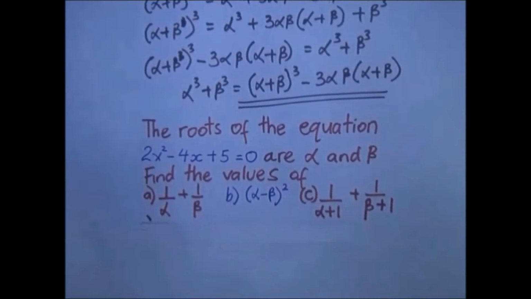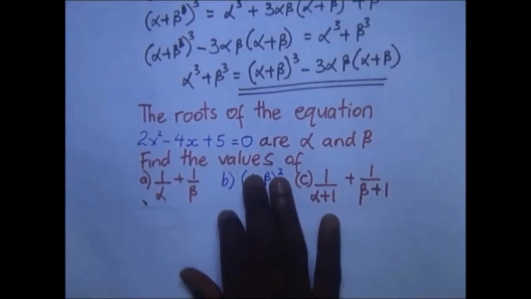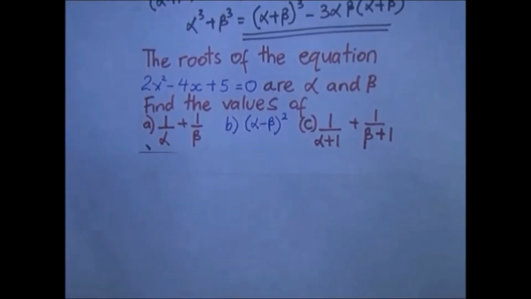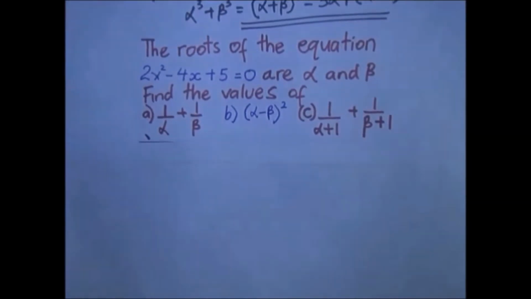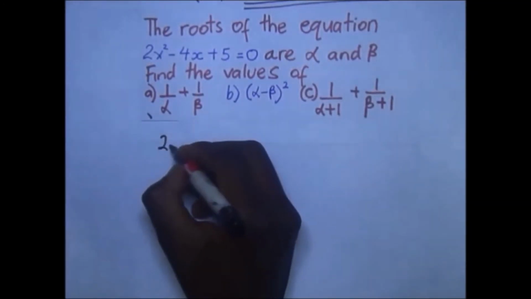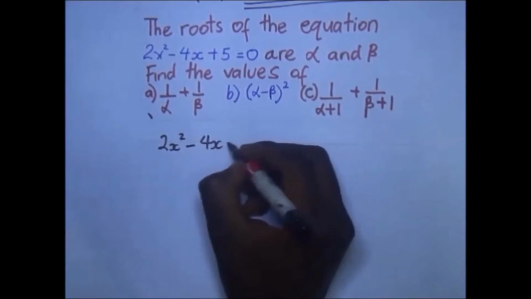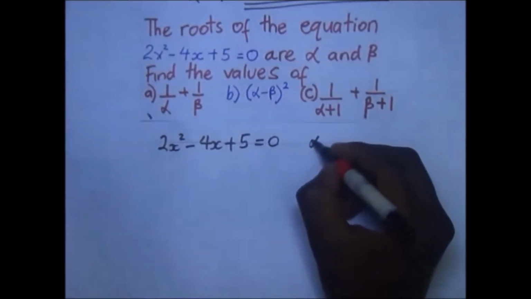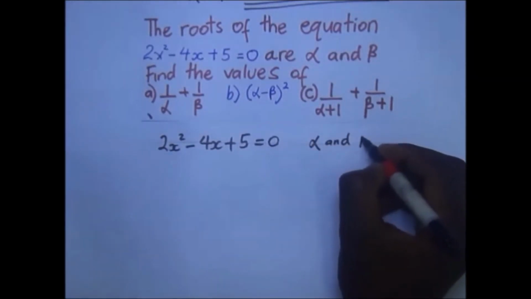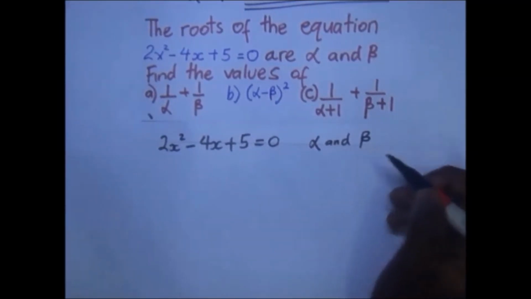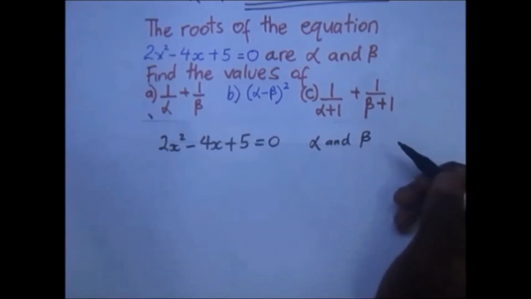The roots of the equation 2x squared minus 4x plus 5 equals 0 are alpha and beta. Find the values of 1 over alpha plus 1 over beta, plus there is part B and part C, and so on. So how do we go about this kind of question? They've given us an equation. The equation is 2x squared minus 4x plus 5 is equal to 0. And they're telling us the roots of this equation are alpha and beta. So it means the sum of these roots is supposed to give us a certain number. The product of these roots is supposed to give us a certain number.